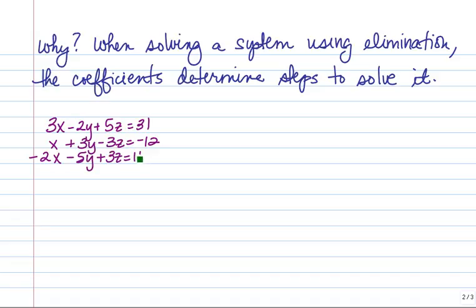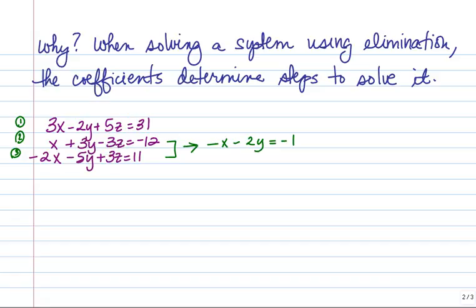Remember that the idea is to eliminate a variable from the system so that we come up with 2 equations with 2 unknowns. If we number these equation 1, equation 2, and equation 3, the first thing we want to do is add equations 2 and 3. When we add these 2 equations together, we're going to come up with what? x minus 2x is really a -x, minus 2y. The 3z's add to 0, and that is equal to -1.